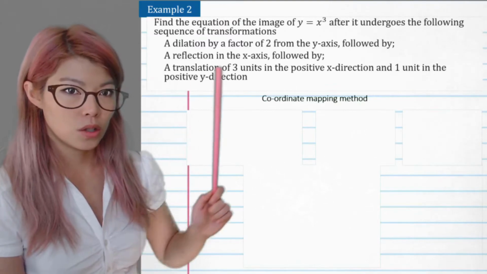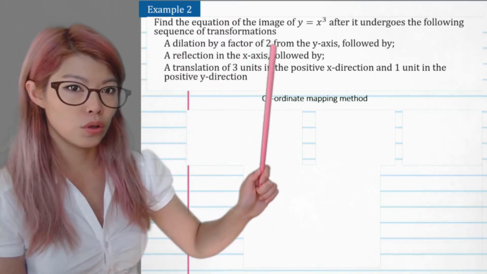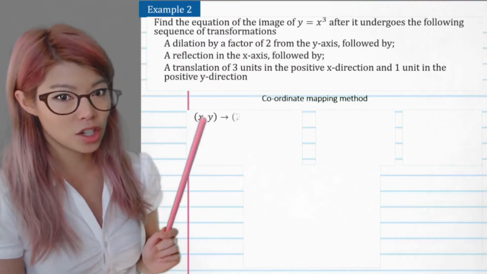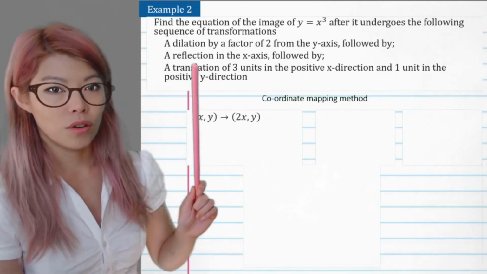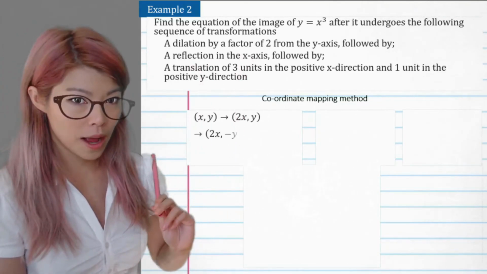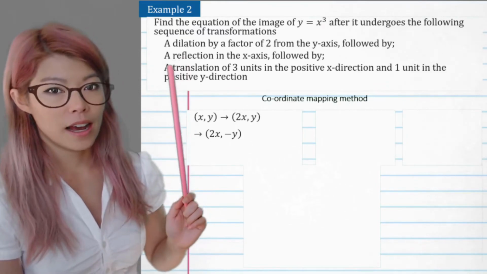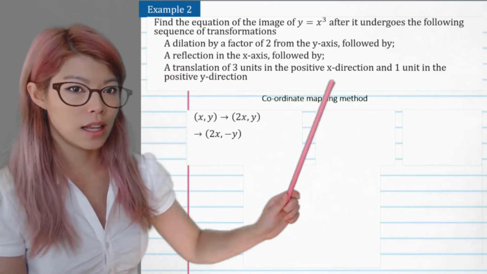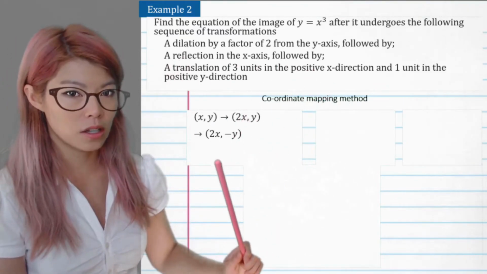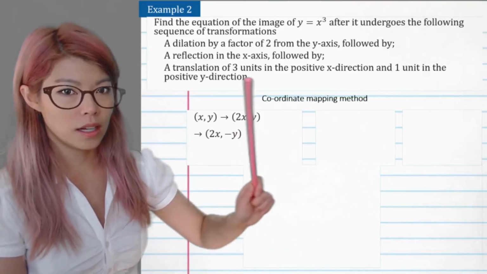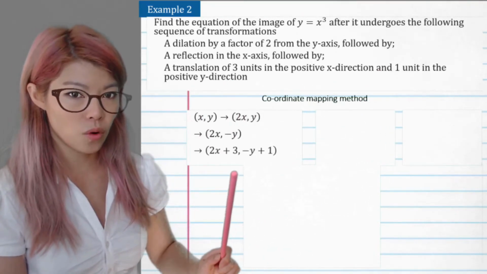So let's see, dilation of 2 from the y means the x changes by 2. Reflection in the x means the y becomes negative. And now a translation of 3 in the positive x direction, so add 3 to the x, and 1 in the positive y direction means add 1 to the y.